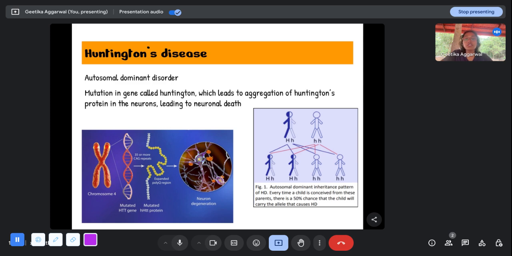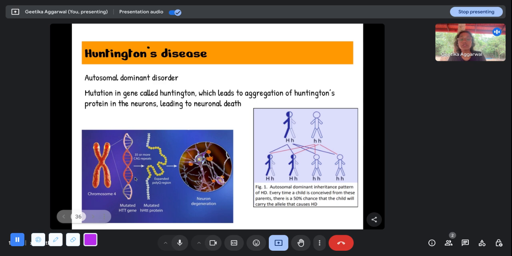And what is happening really is that there's a gene mutation in the gene called Huntington, which codes for a protein, the Huntington's protein. This gene mutation leads to aggregation of Huntington's protein in the neurons, which leads to death of these neurons. So the neurons start degenerating. As you can see in this image, this is chromosome number 4. The mutated HTT gene, or Huntington's gene, has 35 or more repeats of the codon called CAG.